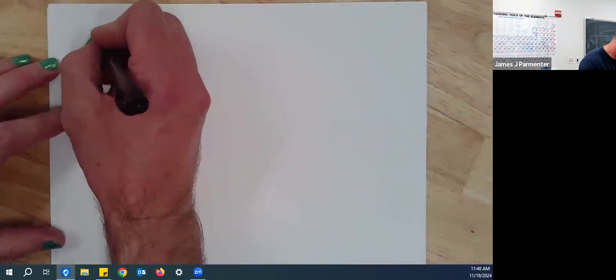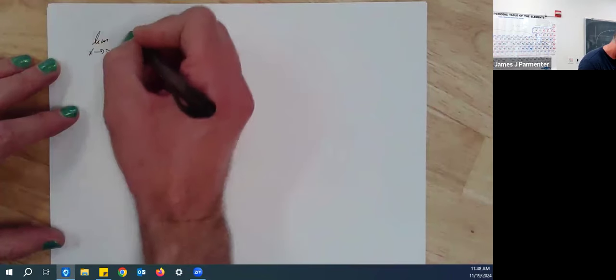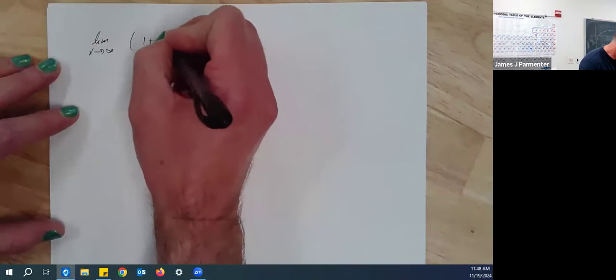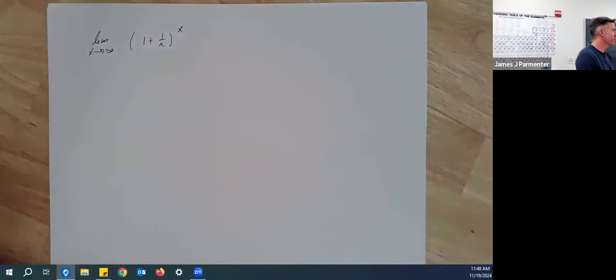So here's a limit we were talking about relatively recently. The limit as x goes to infinity of (1 plus 1 over x) to the x power. And everyone should be able to tell me that that limit's going to be equal to what really famous number? E. But now we're going to see it using L'Hopital's rule.